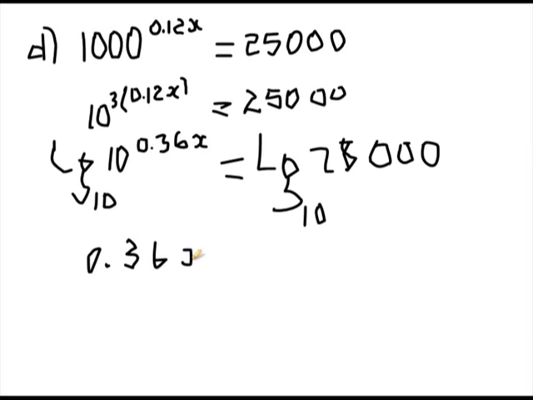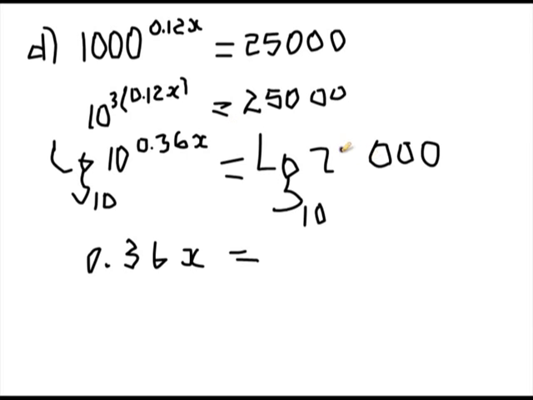Okay, so in your calculator, you can just use log. Just compute log 25,000. By the way, this is 25,000. That's just a mistake in my writing. This is just 25,000.